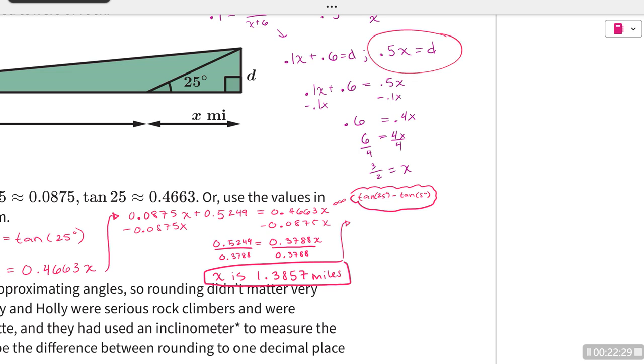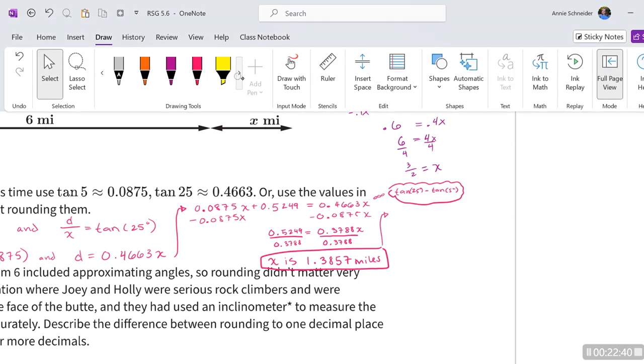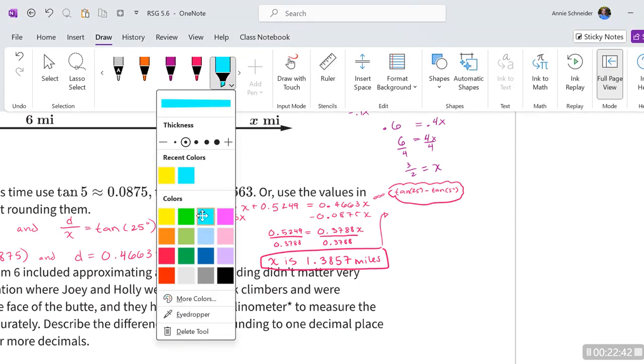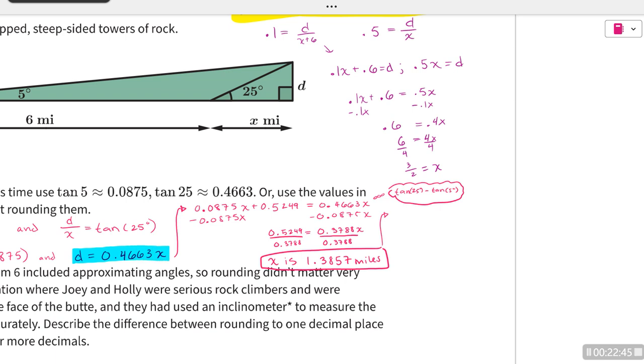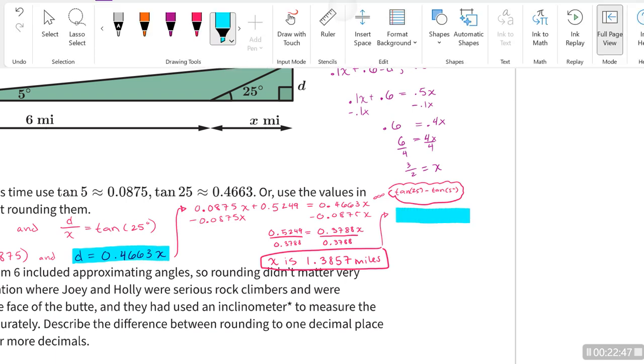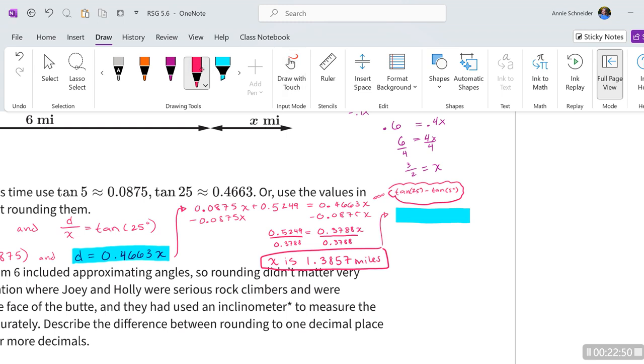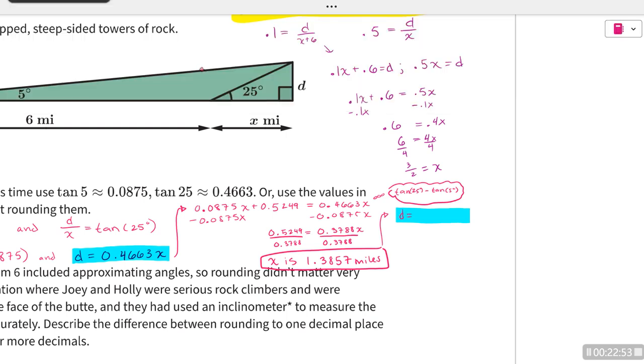So now we're going to plug this in to find d. Last time I used this equation right here, although I don't want to use the 0.5, I want to use our more exact value. So I'm going to use this right here. Let's highlight it so you can see. I'm going to use our d equals to figure out what our d is. So d equals 0.4663, or tan of 25, times 1.3857, and that's going to give us our d value in miles.